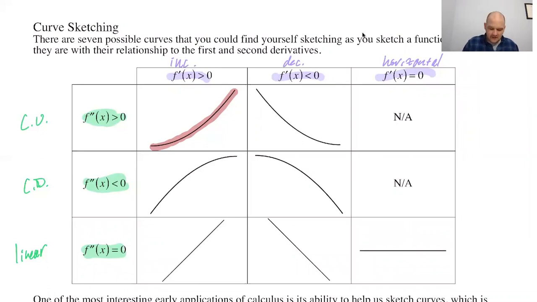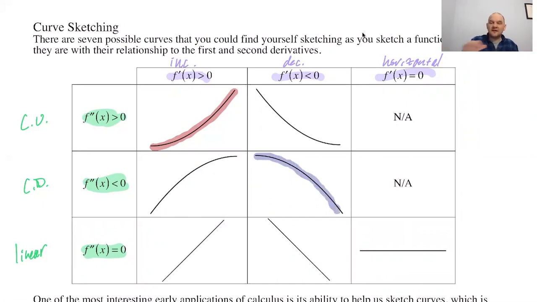You can have a decreasing concave down, which is usually actually the hardest one for people to remember. I don't exactly know why. Decreasing concave down. It's like things are bad and they're getting worse, is kind of how I think of a decreasing concave down thing.